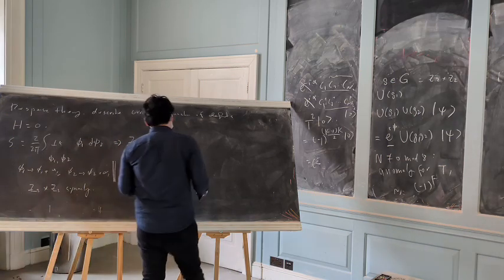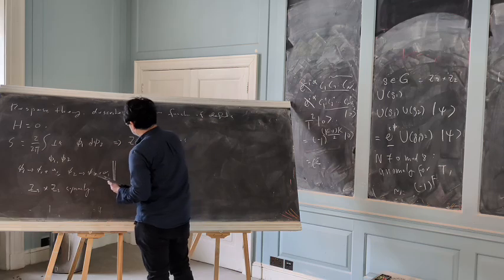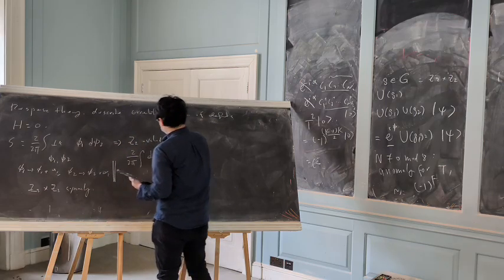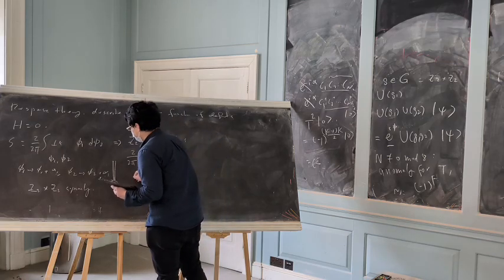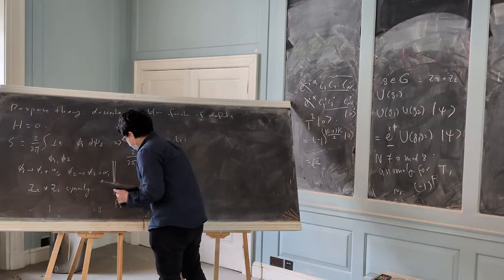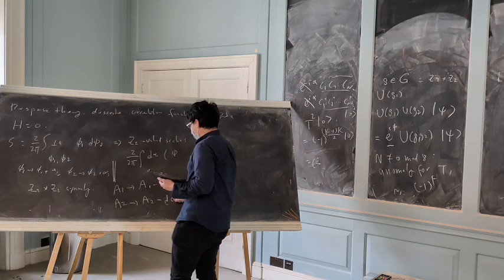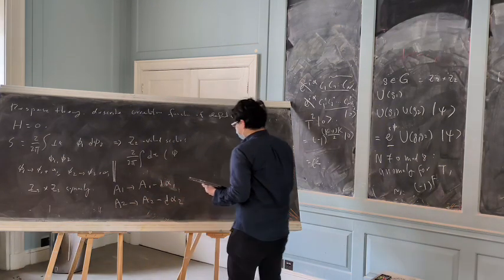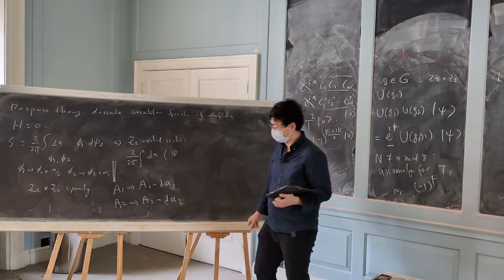So now let's ask if we can gauge the symmetry. If you gauge the symmetry, we want to introduce a gauge field. So the gauge field will also transform like A1 goes to A1 minus D alpha 1, A2 goes to A2 minus D alpha 2, okay? Now we can ask whether you can consistently introduce the gauge field, okay?